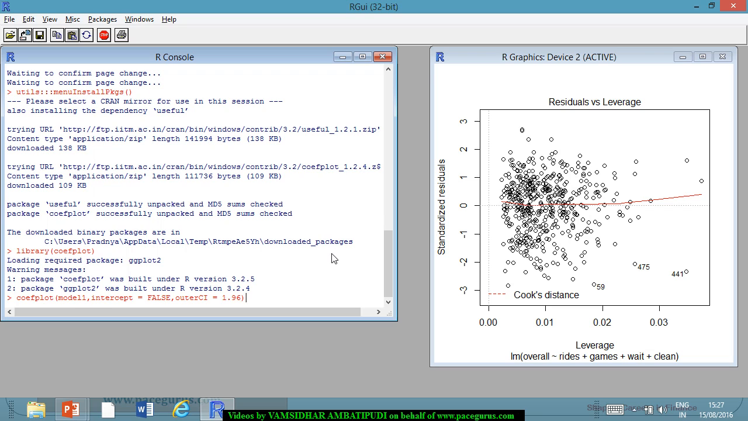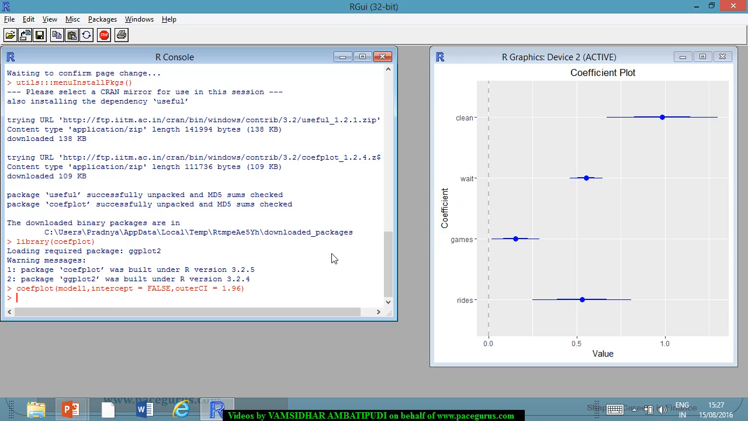Now based on this, I would like to go with a coefficient plot. This is how the plot is going to come. So I could see here regarding the cleanliness, the 95% interval is the coefficient for the cleanliness, it is somewhere from here to here. For waiting time, this is the 95% confidence interval. For games, this appears to be the 95% confidence interval, and for rides, this appears to be the 95% confidence interval. So there is a slight possibility of the games coming very close to zero, but still it is not.